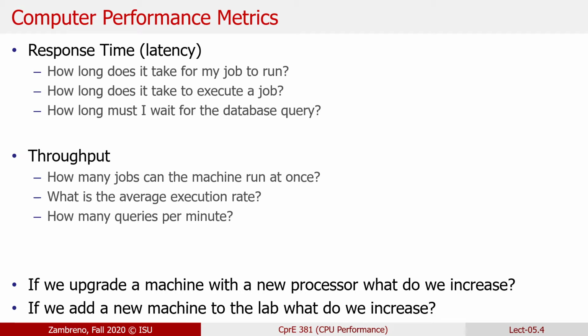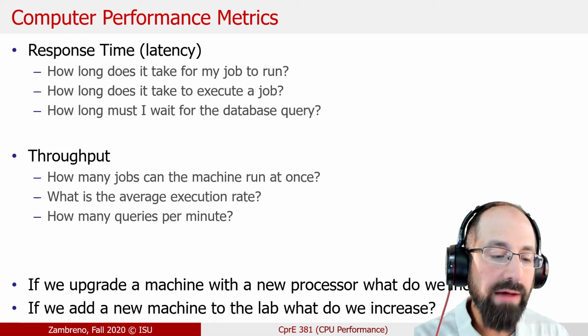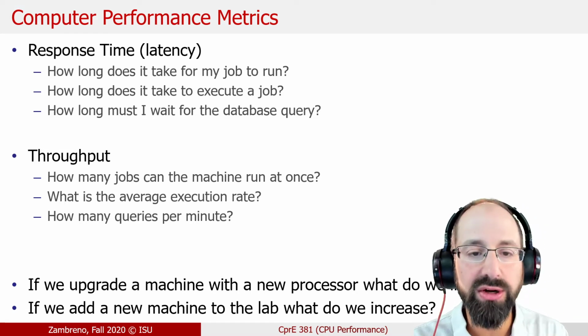So the two somewhat rhetorical questions at the bottom here are, if we upgrade a machine with a new processor, what is actually getting increased? It's not really that clear. Presumably, with a new processor, we're certainly going to improve our latency. But depending on the new processor, we may also improve our throughput. Whereas if we add a new machine to the lab and we're running jobs across all the machines inside that lab, we're likely only improving our throughput, how many total jobs per day can get executed by all of those machines in the lab. But maybe you're already seeing the point here: we do have to be pretty precise about what we're actually asking about computing performance.